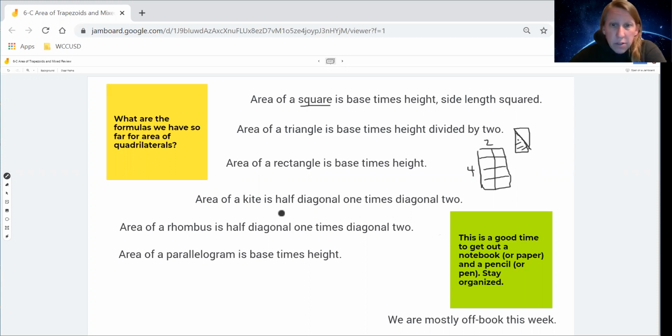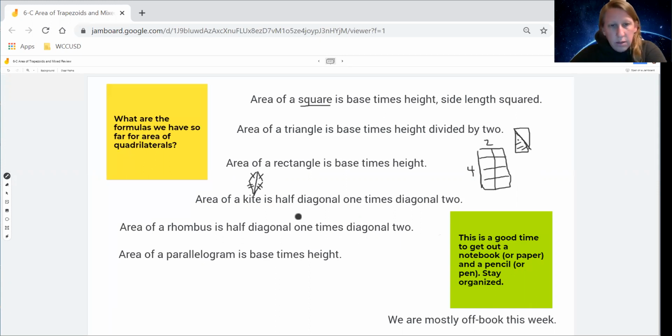Area of a kite, that was a fun one. This is one of my favorites. Half the diagonal 1 times the diagonal 2. Remember what a kite looks like? Two triangles reflected over a line down the middle of the kite.